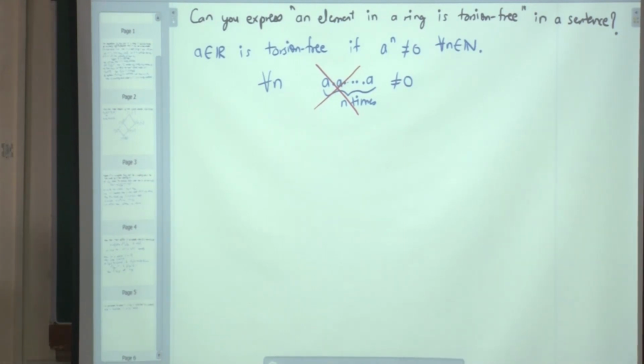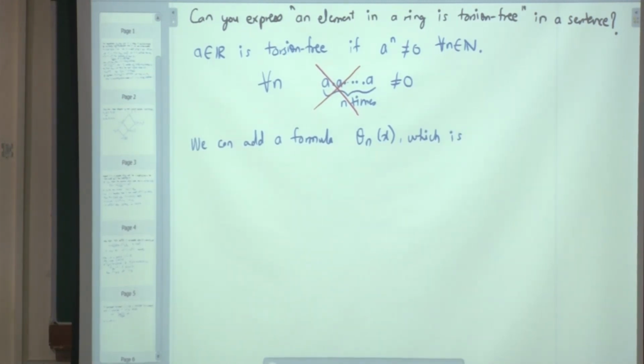However, we can add infinitely many sentences of this form. So this is not finitely axiomatizable, but nonetheless it is still axiomatizable. Okay? So we can add a sentence, or perhaps not a sentence, but a formula theta n of x, which is x times, I mean now we have to write x times n. How do we write that?